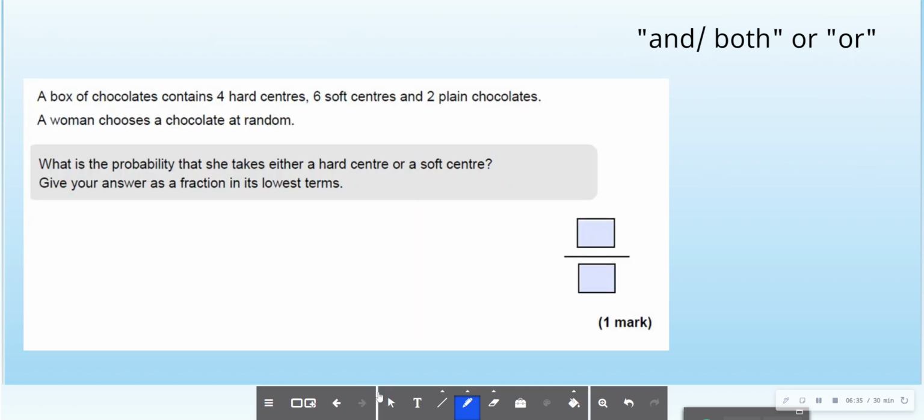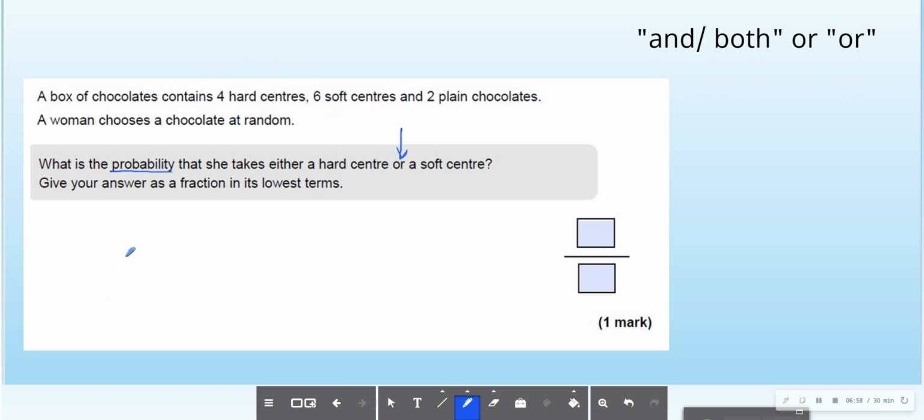If, for example, we have the or, so this time, nothing in bold here to tell us anything. So a box of chocolates contains 4 hard centers, 6 soft centers, and 2 plain chocolates. A woman chooses a chocolate at random. What is the probability? Okay, so it's definitely a probability question. That she picks either a hard center or a soft center. Okay, give your answer as a fraction in its lowest terms.